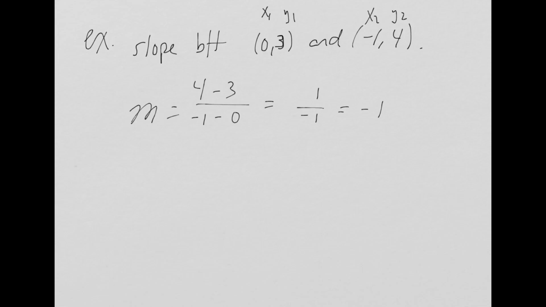Now you might be saying, on all the ones that we've looked at, the slope has been positive. But if you think about this, here's 0, 3. I also want -1, 4. If you connect those, the line kind of goes down from left to right. So my rise is negative as my run is positive. So that's how we end up getting a negative slope.